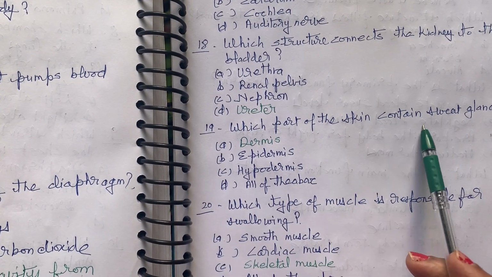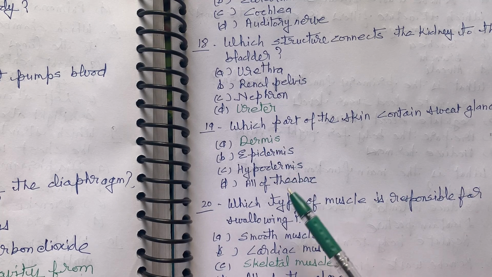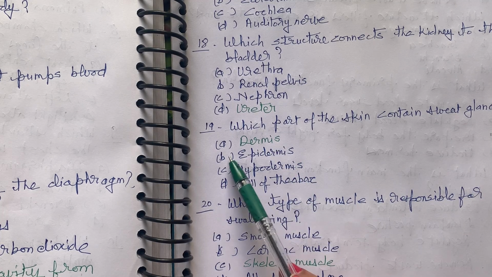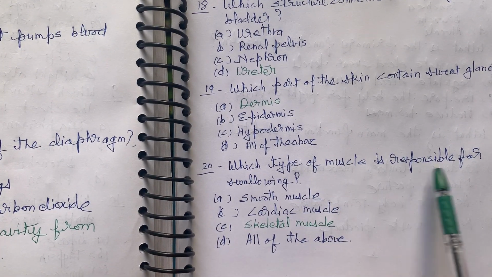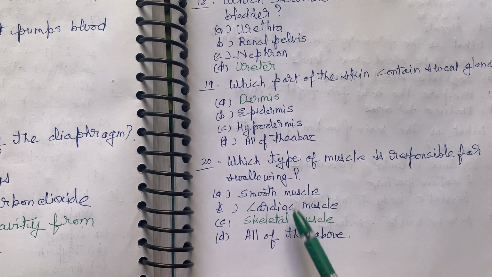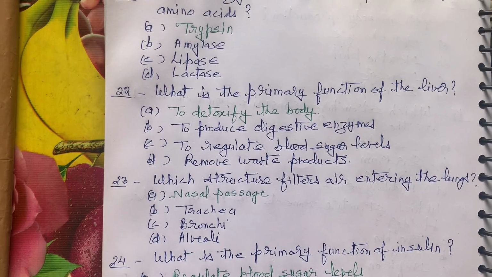Which part of the skin contains sweat gland? Dermis, epidermis, hypodermis, all of them. Correct option is dermis. Which type of muscle is responsible for swallowing? Smooth muscle, cardiac muscle, skeletal muscle, all of the above. The correct option is skeletal muscle. C option is correct. Now the next one.